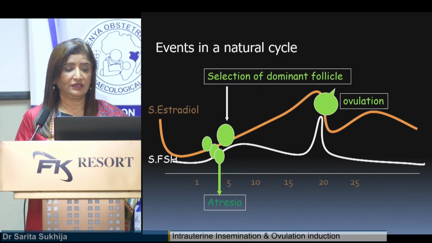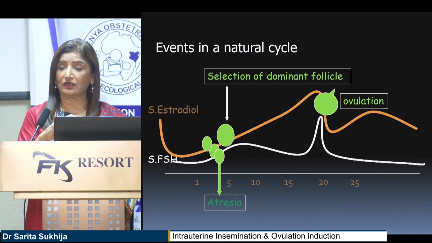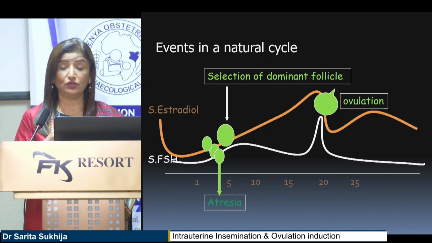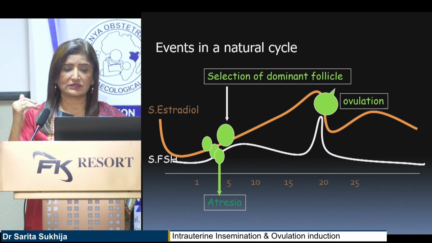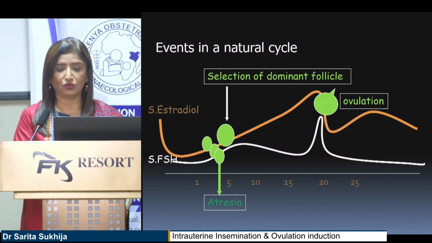If you look at it, as I told you in the physiology, as the FSH starts rising, one of the antral follicles which is most responsive to the FSH threshold will get selected, and the E2 levels start rising. And once the E2 levels is at peak, the LH surge will happen and ovulation will happen.